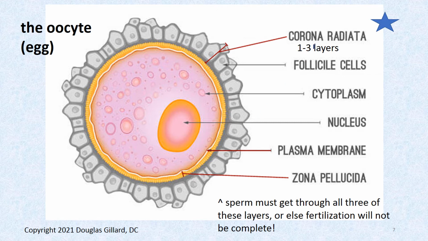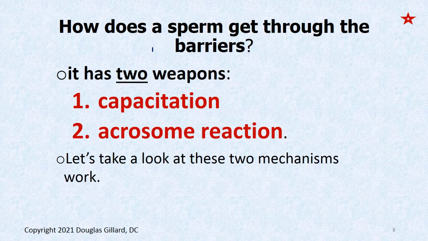Here's a picture of the corona radiata. It's 1 to 3 layers thick. That's not shown here, maybe 2 layers in this picture, but it's a little thicker than that. And there's the zona pellucida, this little yellow layer right here, and that little red layer is actually the plasma membrane, or the vitelline membrane, or the cell membrane, whatever you want to call it. Got to know those AKAs though, because you never know what the board question will ask.